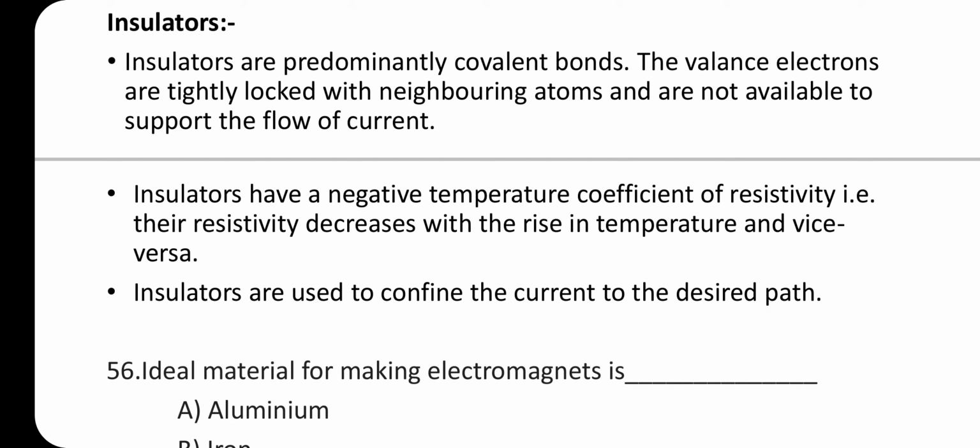The covalent electrons are tightly locked with neighboring atoms and are not available to support the flow of current. Insulators have a negative temperature coefficient of resistivity. That is, their resistivity decreases with the rise in temperature and vice versa. Insulators are used to confine the current to the desired path.